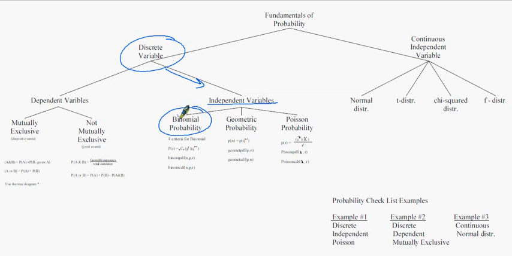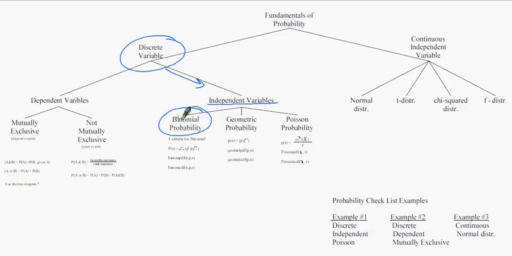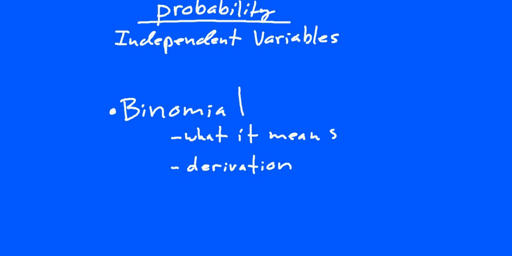There's actually going to be 2 videos, at least, on binomial. What we're going to be doing is actually deriving this formula that we're going to be using. And then another video will do some examples so that you can see how it plays out. So with that in mind, we'll have to figure out what it means to say something's binomial, and we're going to do a derivation. Just to review, binomial, geometric probability and Poisson probability are all part of independent variables. So we're just focusing on binomial at the moment.